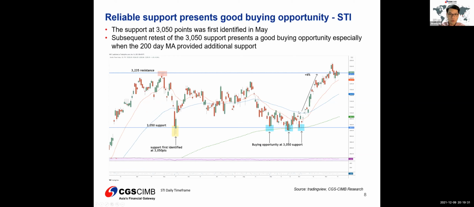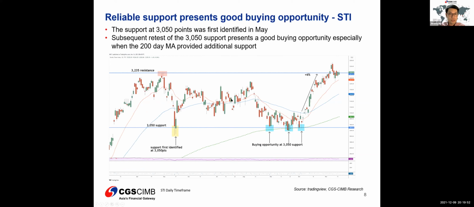So another example, like I mentioned, using a support level as a guide, a buying level where we will look for buying opportunities. This is one good example for it. This is the Straits Times Index on the daily time frame. Again, daily time frame meaning each single bar over here represents a day's movement.